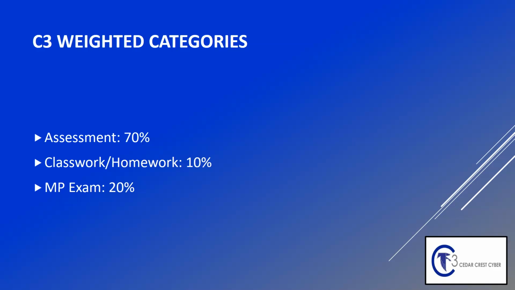As part of setting up the assignment, you're going to have to know what category to put it in. At Cedar Crest High School, we use the assessment category, which is 70%. We have the classwork/homework category, which is 10%. And then we have the marking period exam category, which is 20%.